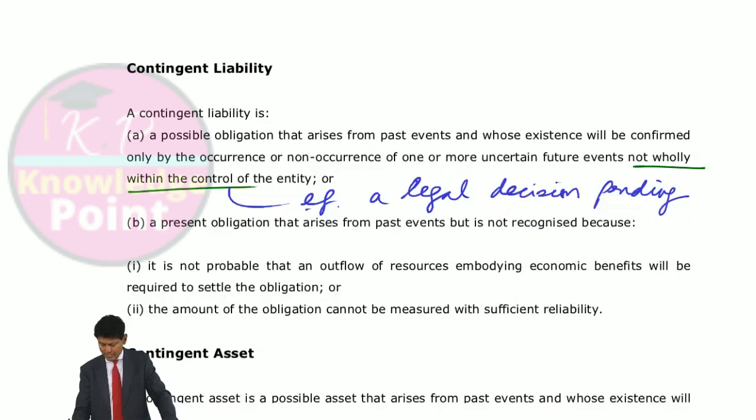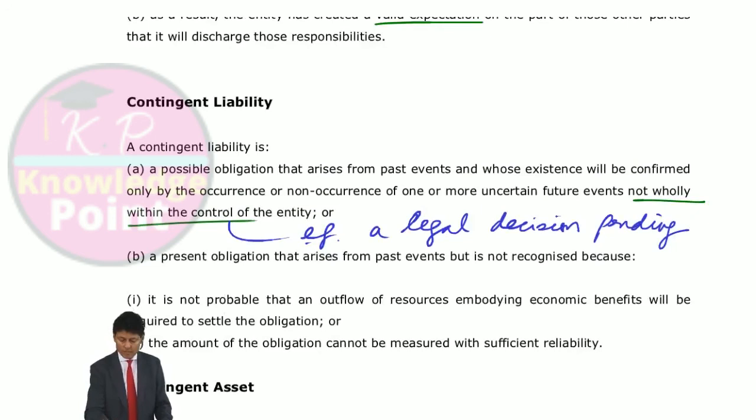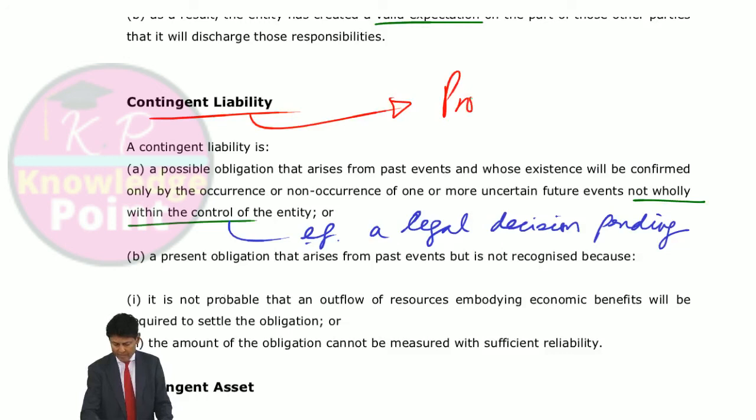A contingent asset, by the way, you don't have to provide for. Be careful. Contingent provisions you do provide. Okay? So that's a big one. This was in the pilot paper somewhere. Remember that? The specimen paper. You provide for these.